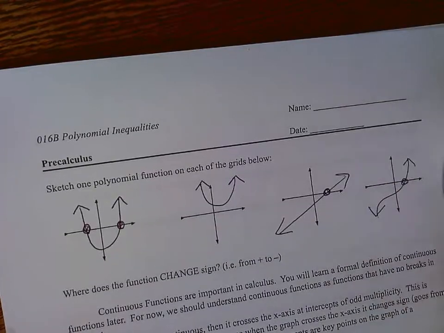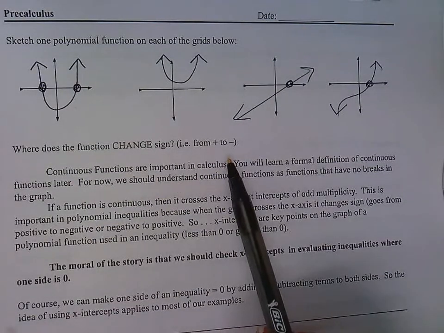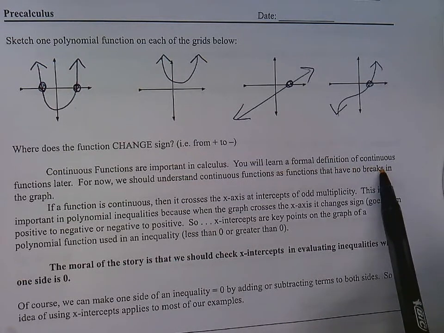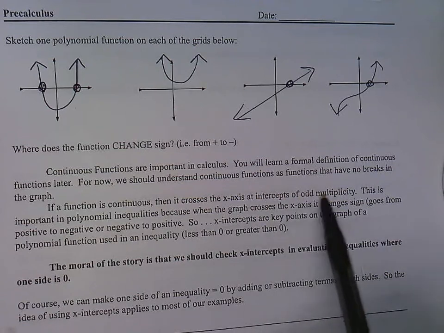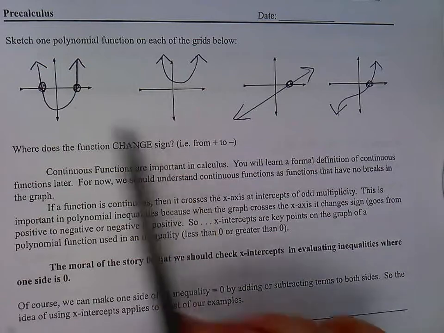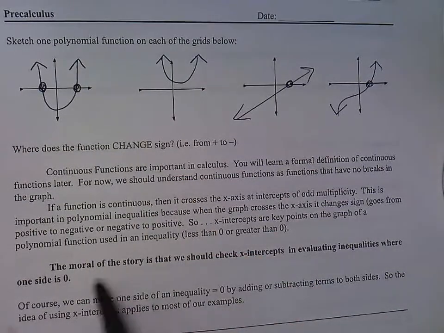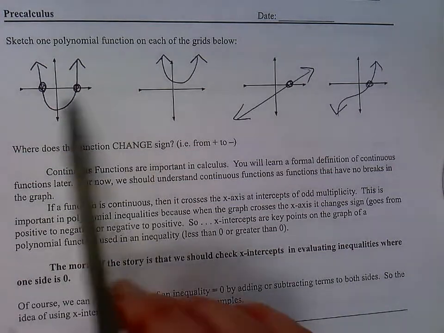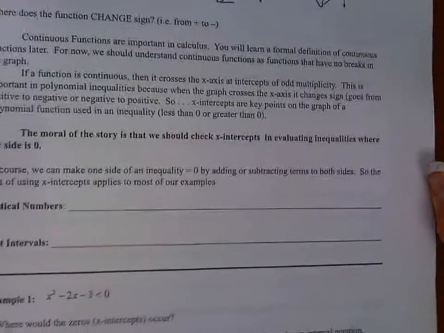So this just says that continuous functions will be important for calculus. A continuous function has no break in the graph. If it is continuous, it will cross the x-axis at intercepts of odd multiplicity. This is important because we're changing from negative to positive or vice versa. So the moral of the story is we should always check our x-intercepts. We want to figure out where the graph is above or below the x-axis.